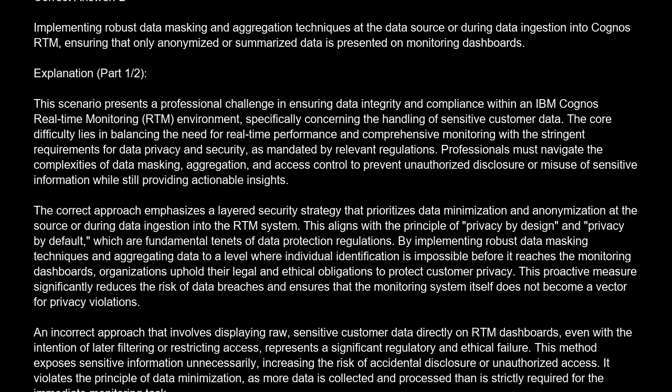The correct approach emphasizes a layered security strategy that prioritizes data minimization and anonymization at the source or during data ingestion into the RTM system. This aligns with the principle of privacy by design and privacy by default, which are fundamental tenets of data protection regulations. By implementing robust data masking techniques and aggregating data to a level where individual identification is impossible before it reaches the monitoring dashboards, organizations uphold their legal and ethical obligations to protect customer privacy. This proactive measure significantly reduces the risk of data breaches and ensures that the monitoring system itself does not become a vector for privacy violations.